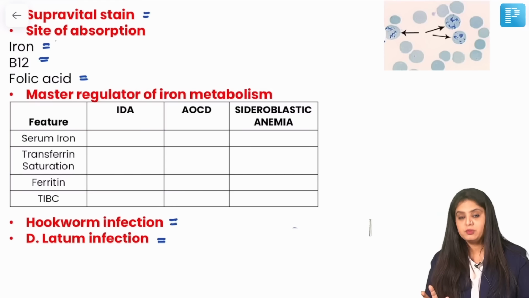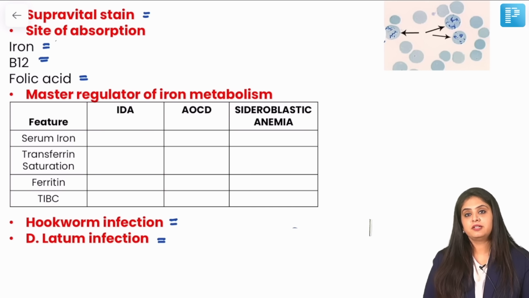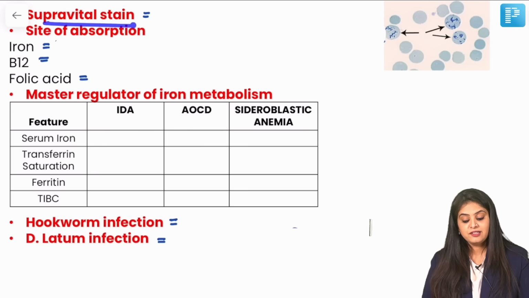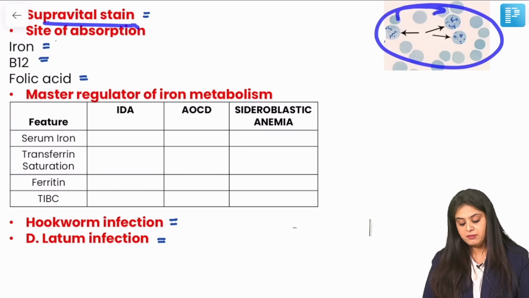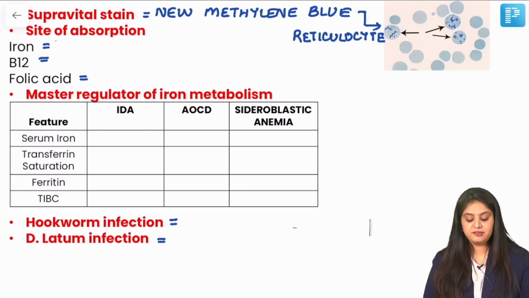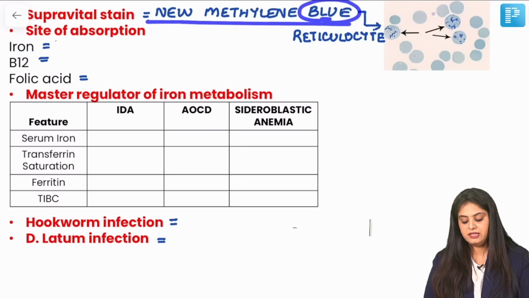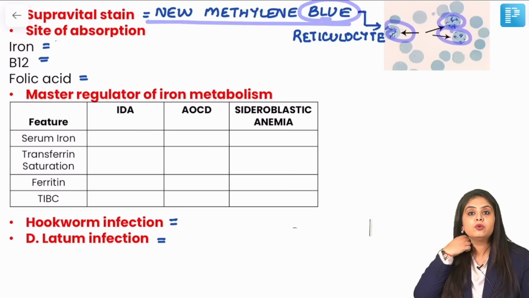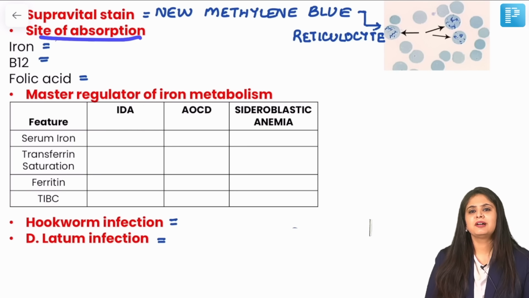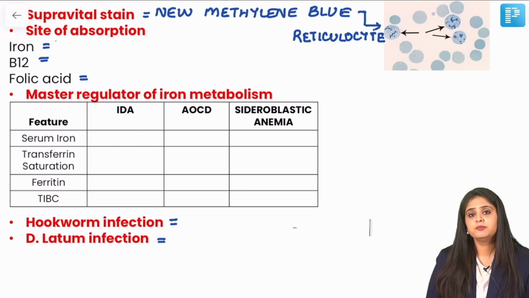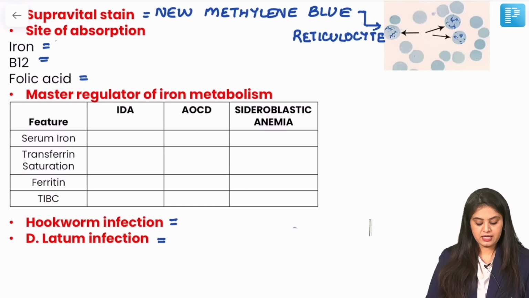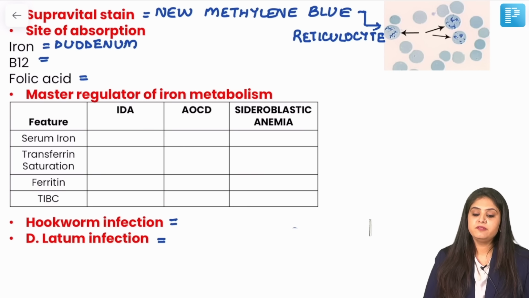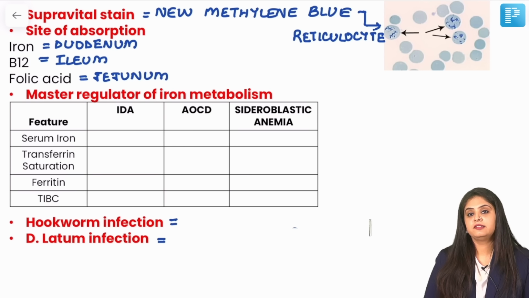Moving on to the next, we obviously switch to Hemat now, where we start off with the evergreen question, that is supravital stain. You know this image, supravital stain is for reticulocytes, and the example of that stain is new methylene blue, and that is why the reticulocyte looks blue over here. The next one is just a time pass question for where is what is getting absorbed from where. So iron, B12 and folic acid in the order. Iron comes from duodenum, B12 is absorbed from ileum, and folic acid is from jejunum.